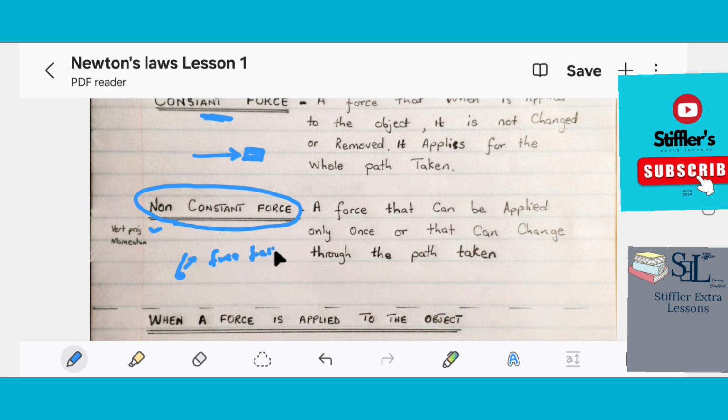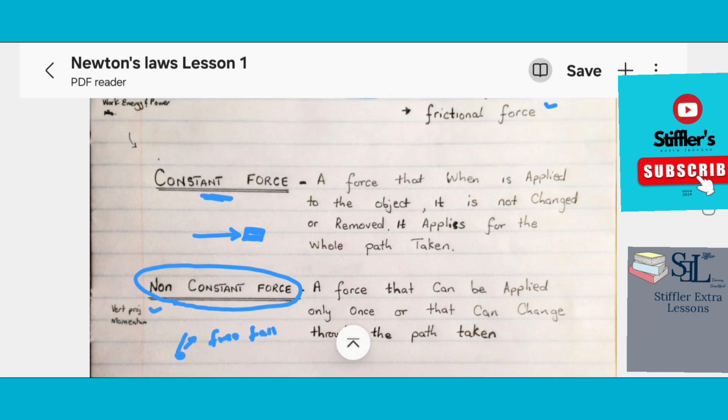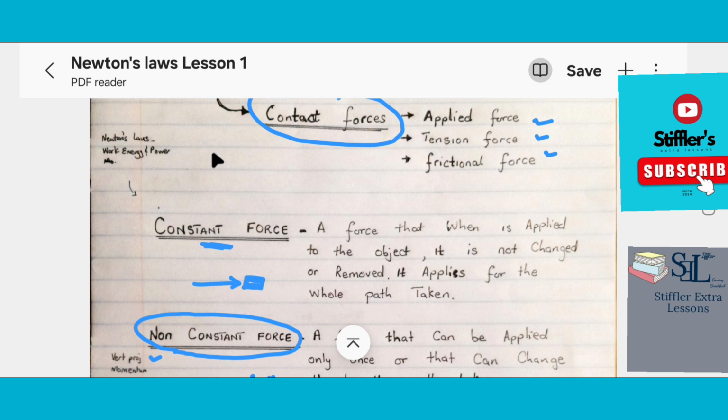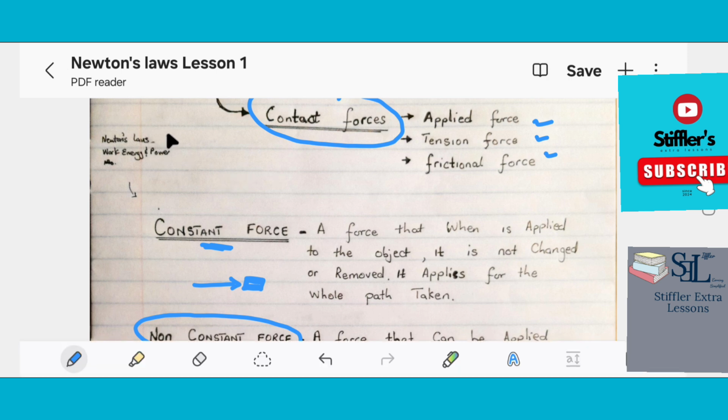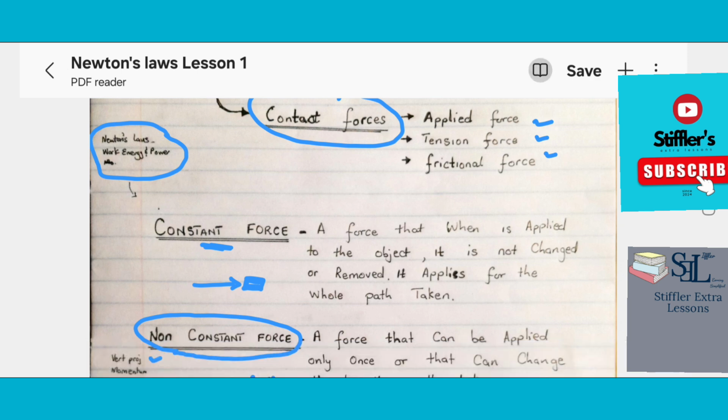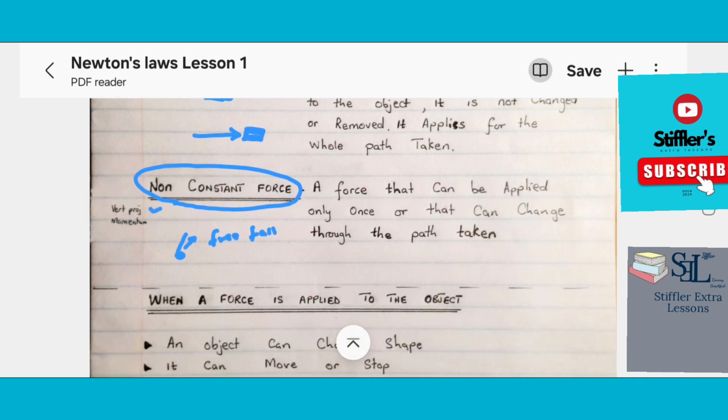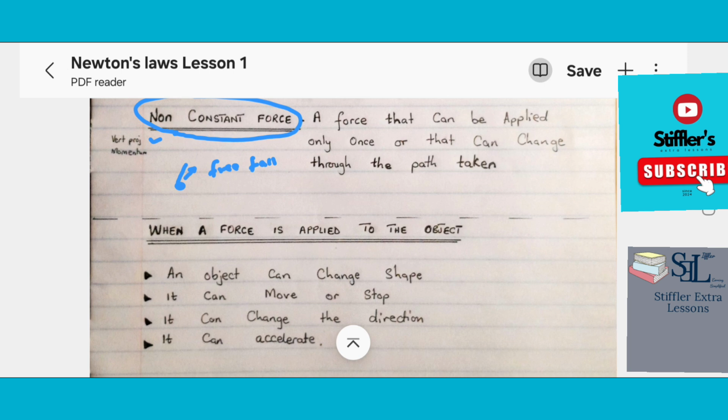Apart from that, we also have the constant force, and constant forces we apply in topics like Newton's laws, definitely Newton's laws, and work, energy, and power. These topics deal with constant forces that are applied to the object throughout its motion or throughout the whole process. So now you know the difference between a constant and a non-constant force.